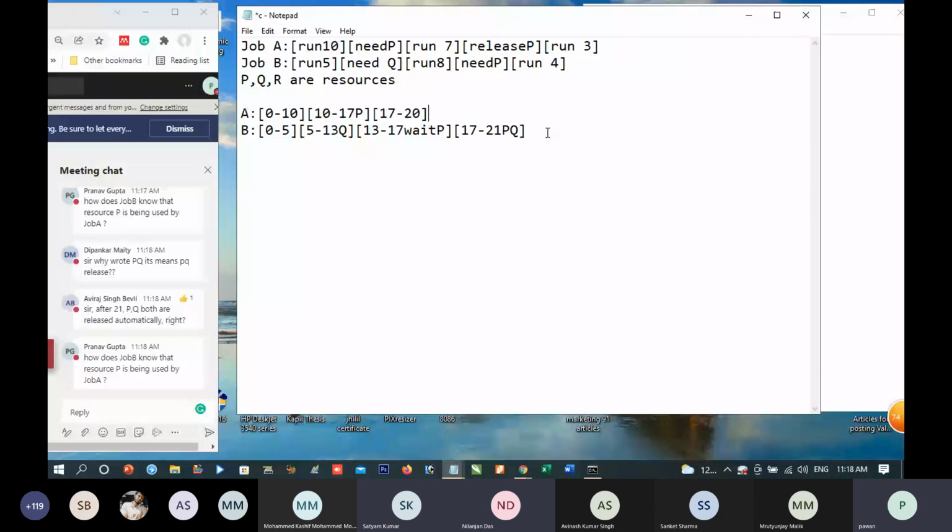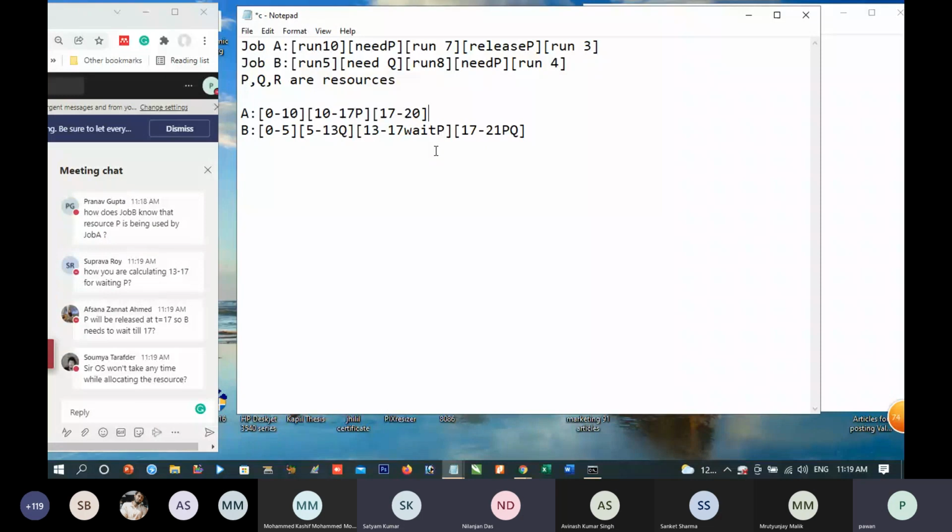That is the work of an operating system. Job will demand the resource and the operating system will allocate the resource, and the operating system knows that the resource has been allotted to another job. So it will ask B to wait. Because at time t equal to 13, job B will ask for P. The operating system will say that P is not free. Wait. And at time t equal to 17, P will be given to it, so the wait is removed.